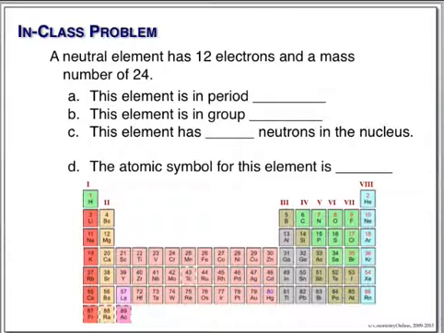We have a neutral element here. So it's neutral, okay? And I tell you it has 12 electrons. Its mass number is 24. Well, how in the world do you figure out what this is? Think about it. If it's neutral and electrons have a -1 charge, then it must also have 12 positive charges, right? That's protons. Therefore, the atomic number must be 12. We're dealing here with magnesium.